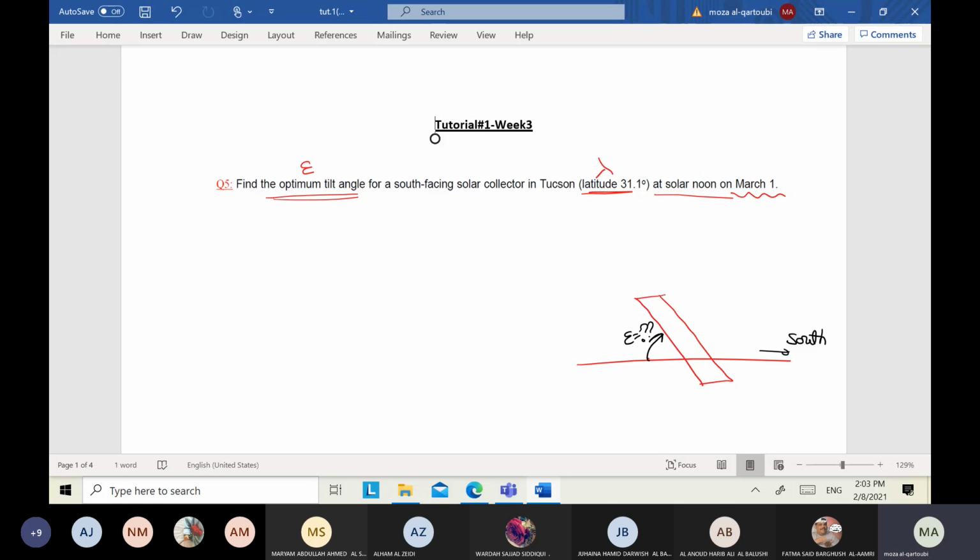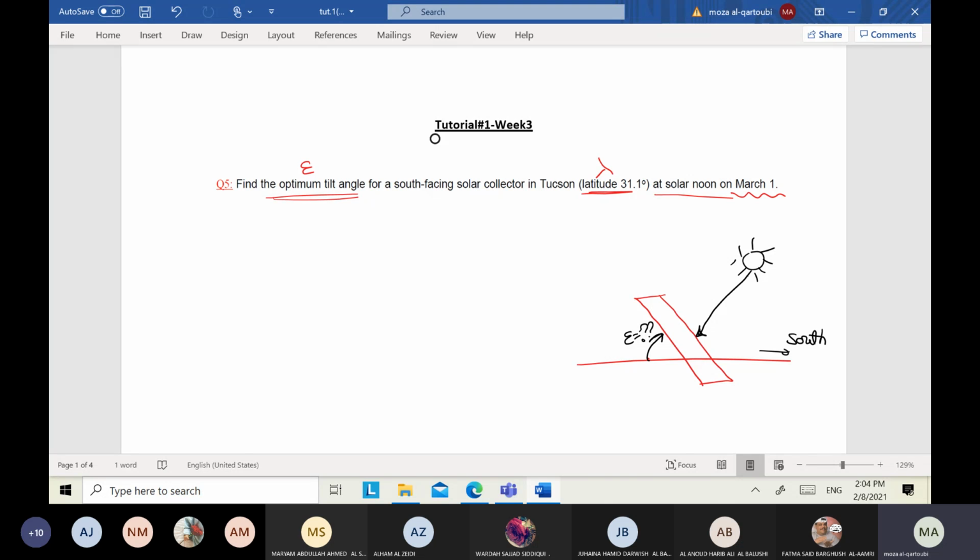Did you study this note? No. Okay, so how to find this angle? I will give you a note first, and from this note we get the rule to find epsilon. It depends on the data given in the question: south facing, and also at solar noon. So the sun with respect to the PV will be perpendicular at solar noon, at 90 degrees. So the sun will be here, perpendicular in this direction.